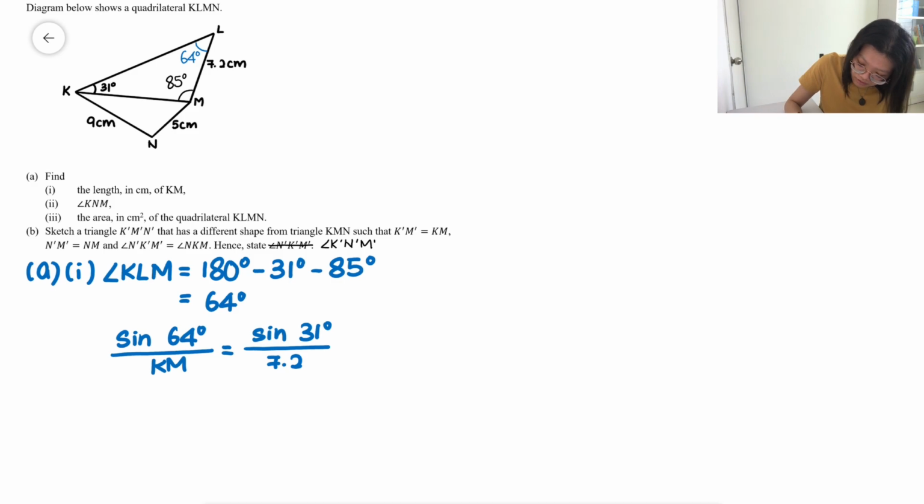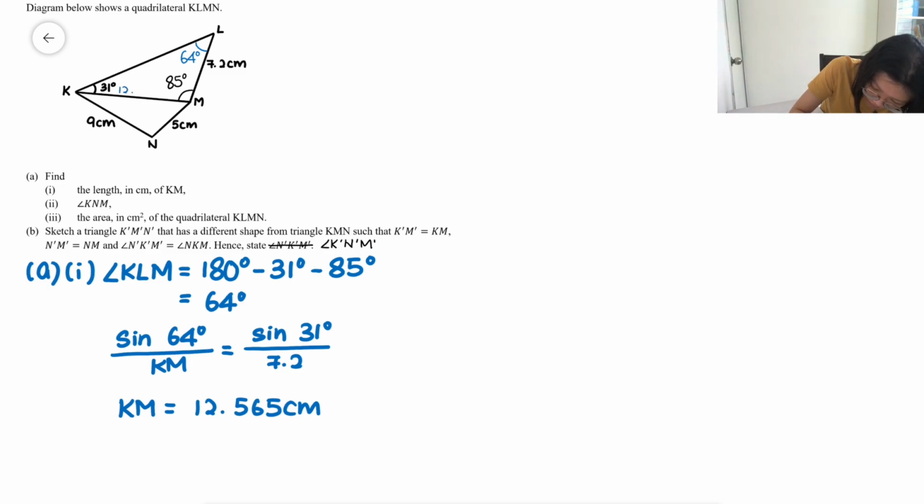Okay, so we calculate. KM will be equals to 7.2 multiplied by sine 64 divided by sine 31, equals to 12.565 cm. Done for part 1. And don't forget, after we have this information, always update your diagram. 12.565. Okay, good. A part 1 done.